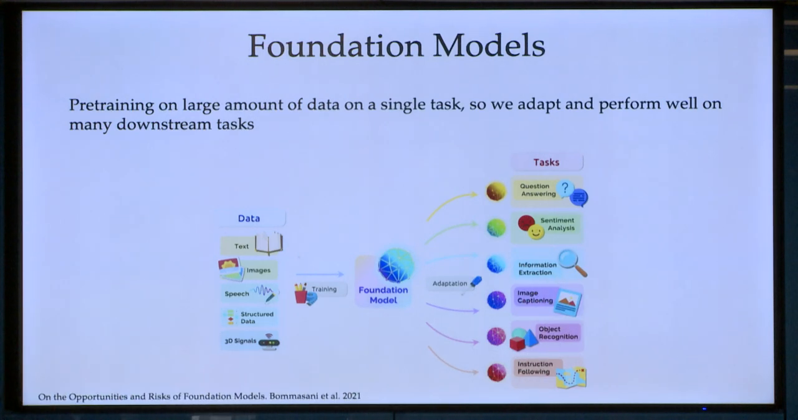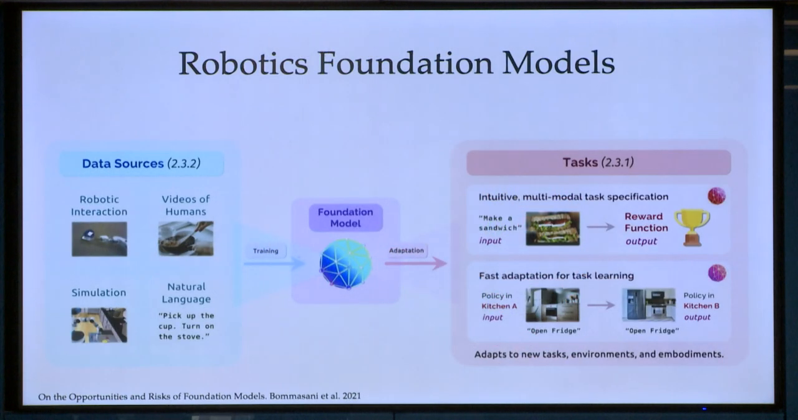Okay? So what would that mean for robotics? For robotics, there could be a similar paradigm. I have many different data sources. I have simulation data. I have human videos. I have robotic interaction data, natural language. The question is, first off, where do I get this data? And second, what is the pre-training objective that I'm after so that I could learn a representation that could be used, again, for many different downstream tasks?